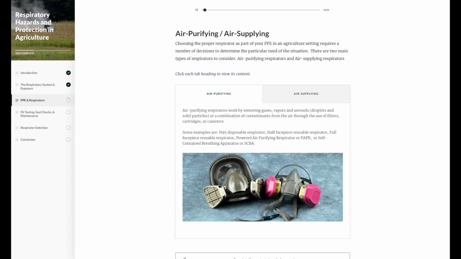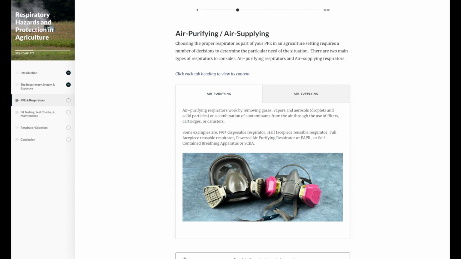Choosing the proper respirator as part of your PPE in an agriculture setting requires a number of decisions to determine the particular need of the situation. There are two main types of respirators to consider: air purifying respirators and air supplying respirators. Click each tab heading to view its content.